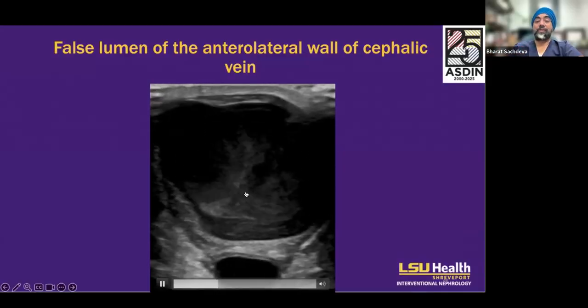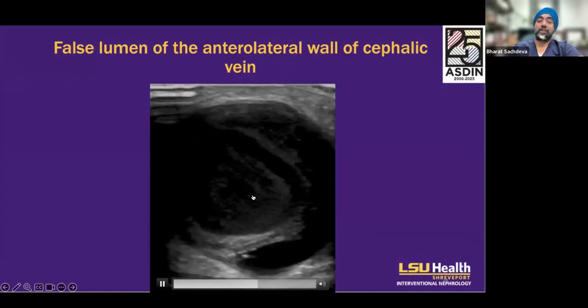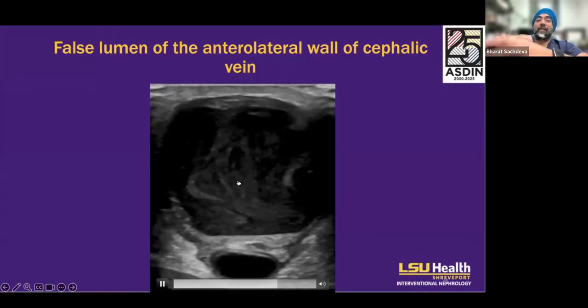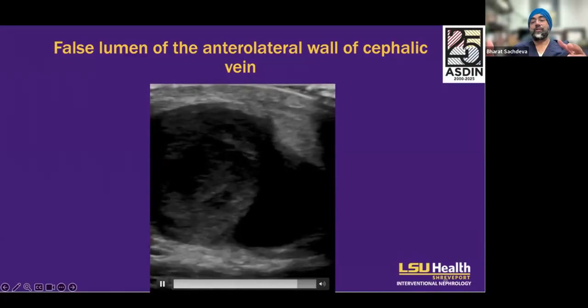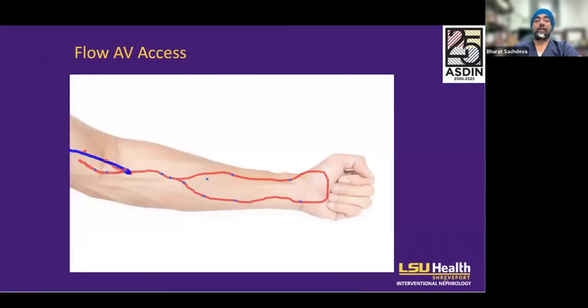There's another picture of that same patient. The top part is a false lumen. The blood is just churning around, cascading in that area, but there is no flow outside of that false lumen. So this would also require a surgical repair to fix that flow and get that patient adequately dialyzed.